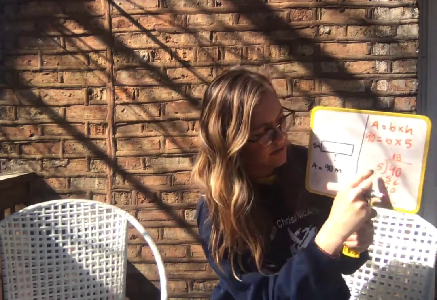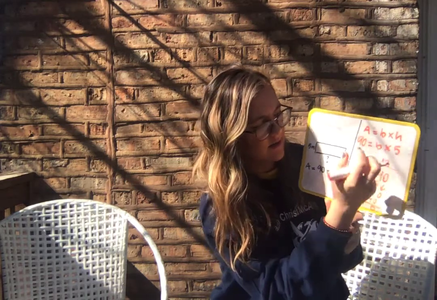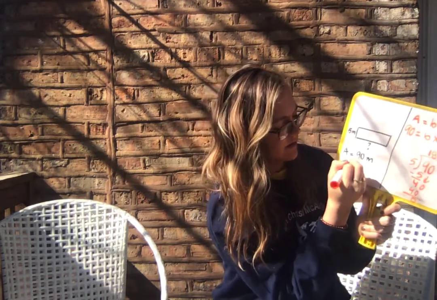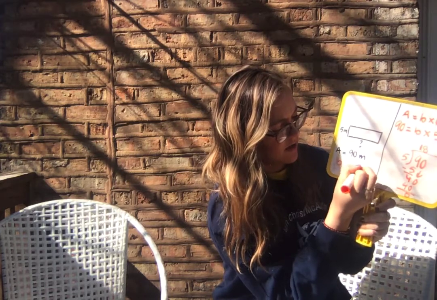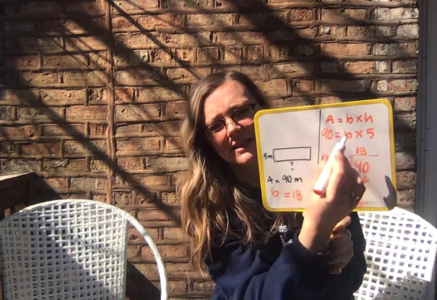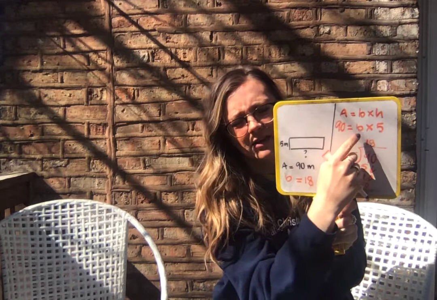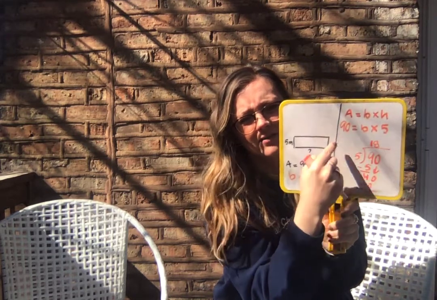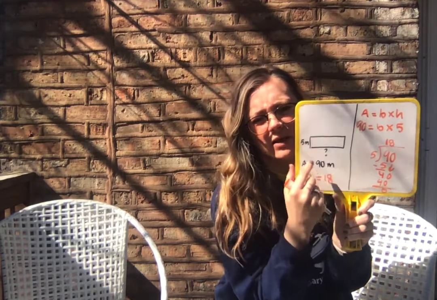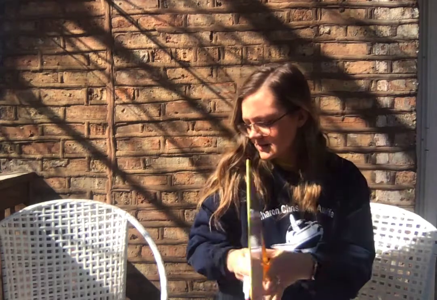So, what number times 5 gives me 90? The answer is 18. So the base of my number is 18, because 18 times 5 gives me 90. It has to be able to fit in right there. So I know this has to be 18. If the area of this is 90 and this side is 5, 5 times what gives me 90? 5 times 18. Let's do one more.